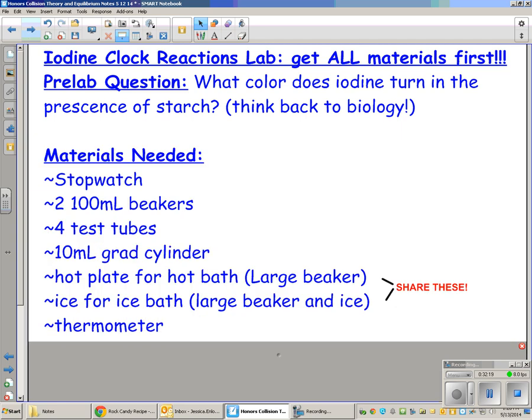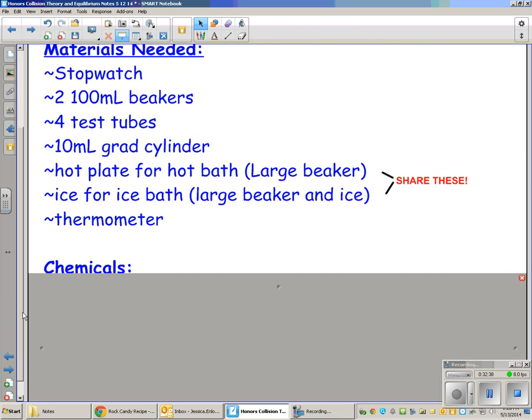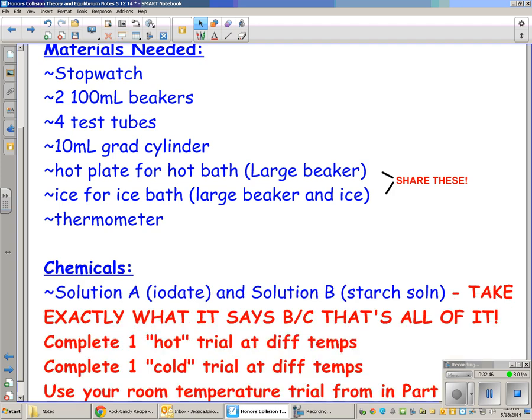I already have mostly everything back there. You have a stopwatch, you've got beakers, you guys go get your test tubes out. And when you store your test tubes this time, I've got those little prongs on the other side of the test tube. You just turn your test tubes upside down. They'll stay in there better and they won't jiggle whenever you're trying to get it out and break the test tube. Graduated cylinders, you have everything. I'm going to have one hot plate and one ice bath per station, so all 6 tables will share those. And then you have 2 solutions.